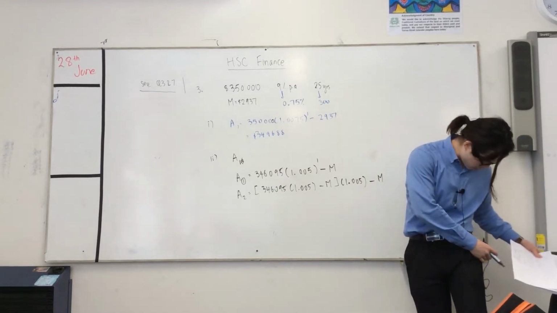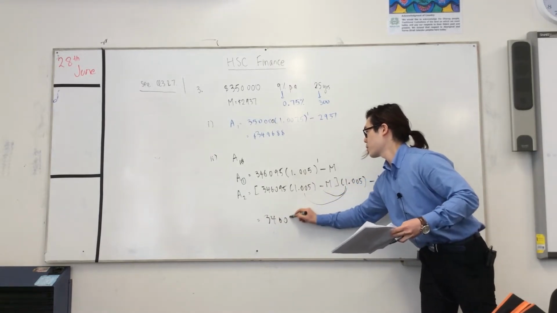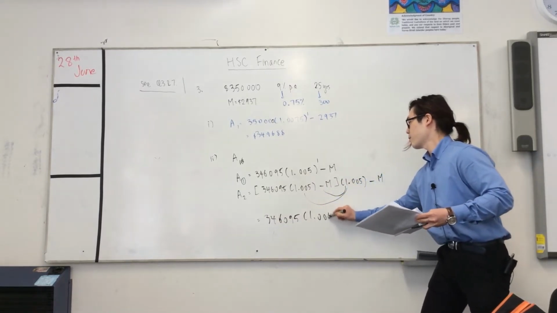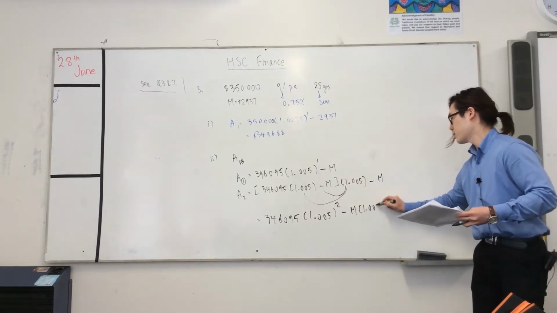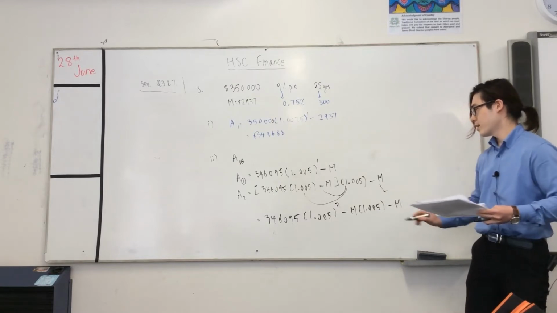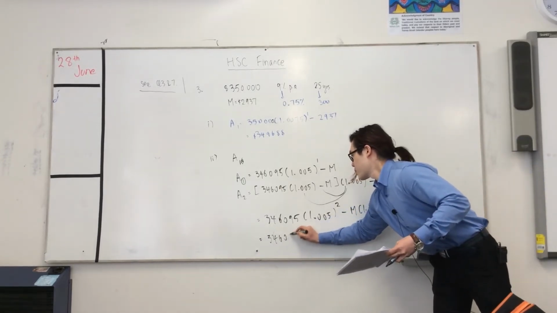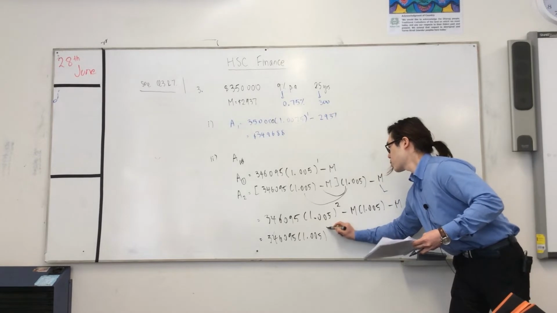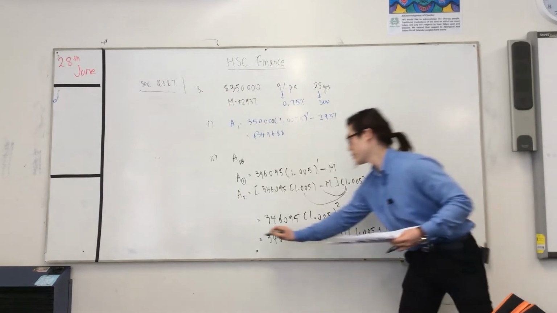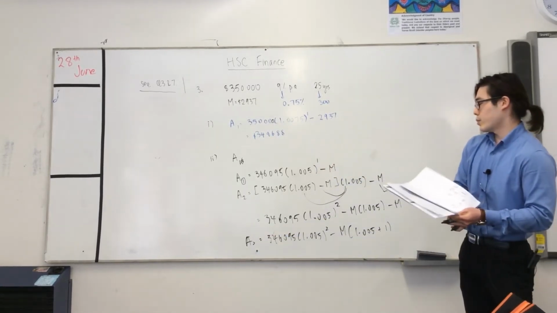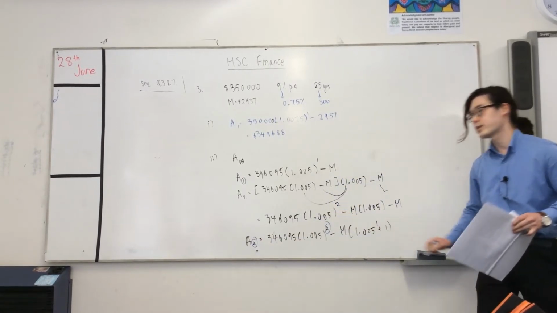I'm always paranoid about this. Hold on. Yep, it's on. So this is 346,095 times 1.005 squared. For this one it's M times 1.005, and then we got the take away M. And then what did we do yesterday with the M? We factorized it. So this is 346,095 times 1.005 squared, take away M times (1.005 plus 1). Okay? This is your A2. So we now can get a sense of a pattern. We got the 2, but for this one it's a power of 1, so 1 less.